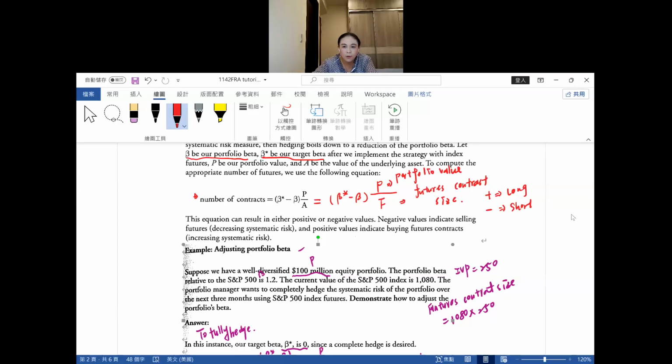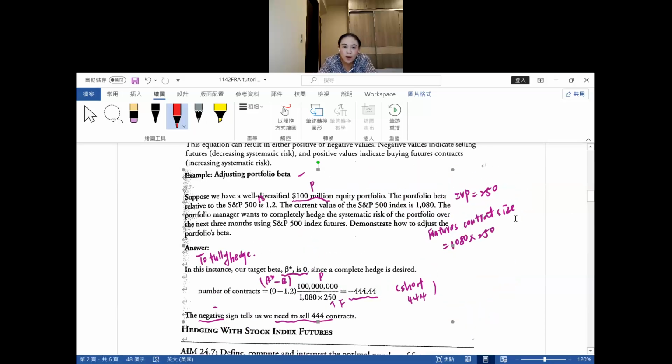Let's take a look at this example, which we went through before already. Suppose we have a well-diversified 100 million active portfolio. The portfolio beta relative to the S&P 500 is 1.2. That's our old beta. The current value of the S&P 500 is 1080. That's the index, and remember, you have to apply the IVP, index value per point. The portfolio manager wants to completely hedge, so the beta star equals 0 because you want to fully hedge your systematic risk.